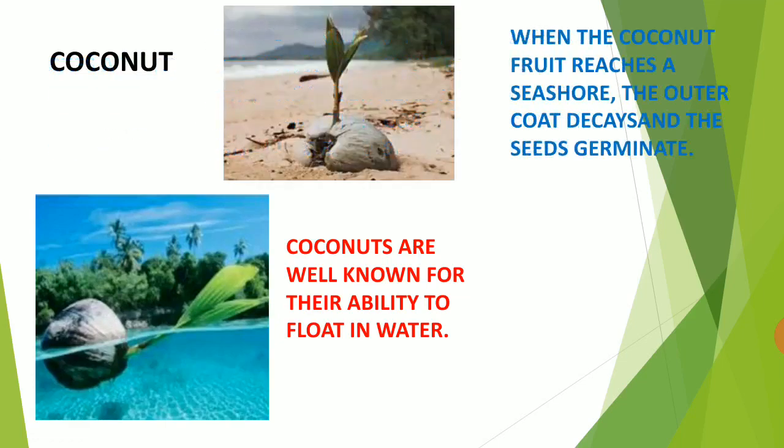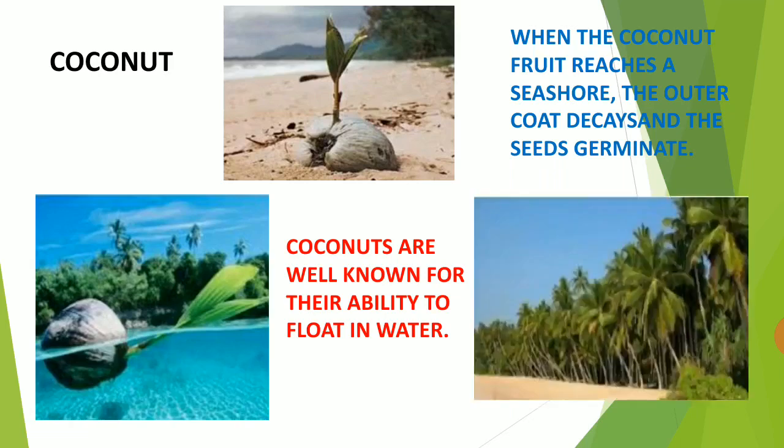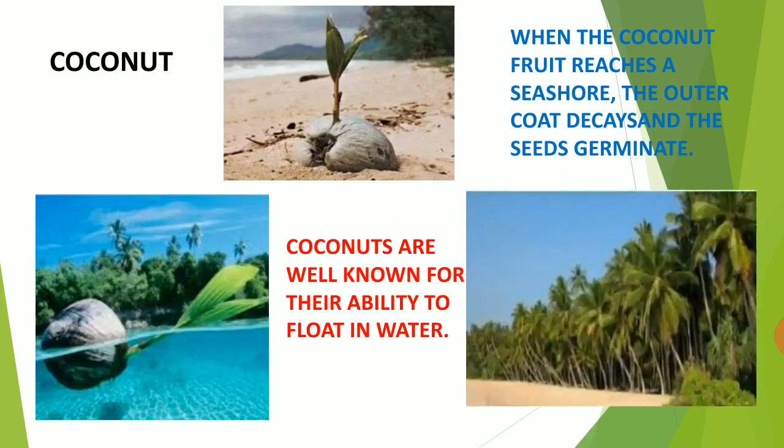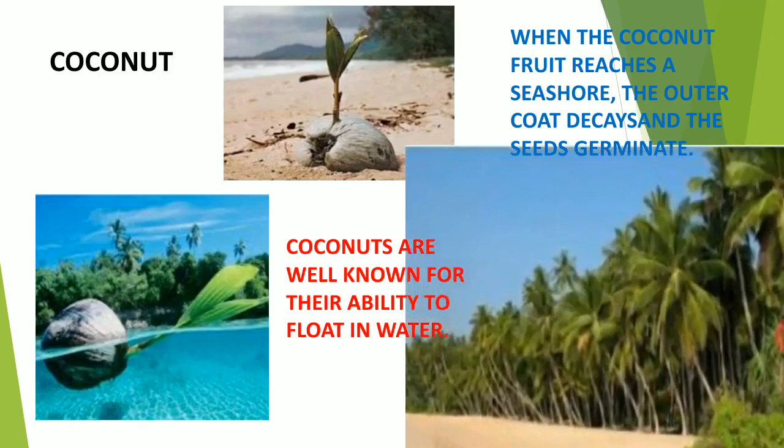When the coconut fruit reaches a seashore, the outer coat decays and the seed germinates. And in this way, one can find large number of coconut trees on the seashore or the river shore.